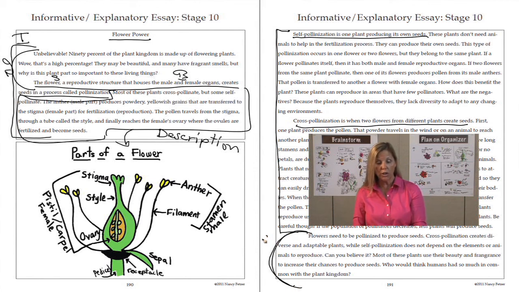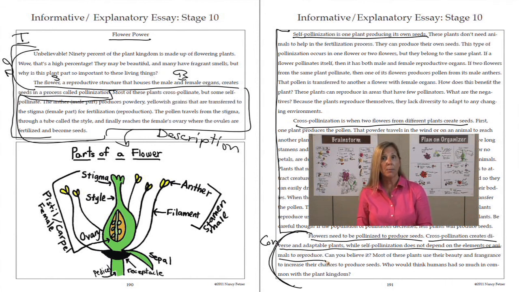Our conclusion is going to repeat that thesis statement. It may just be 1 or it could be a couple of sentences. In this case, we used a couple of sentences. And we also then ended it with a snappy ending. So notice you can go back, and this is part of the revising process, circle and label the parts to make sure you have all those elements in there. This is your Stage 10 informative explanatory essay.